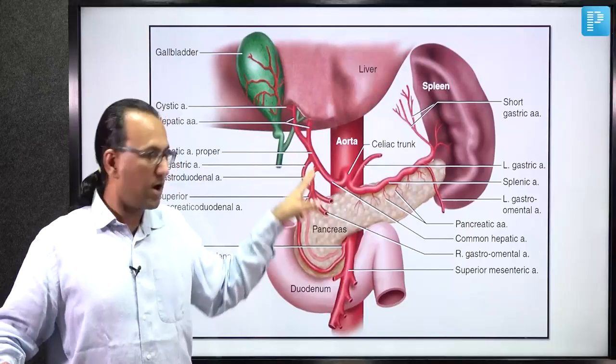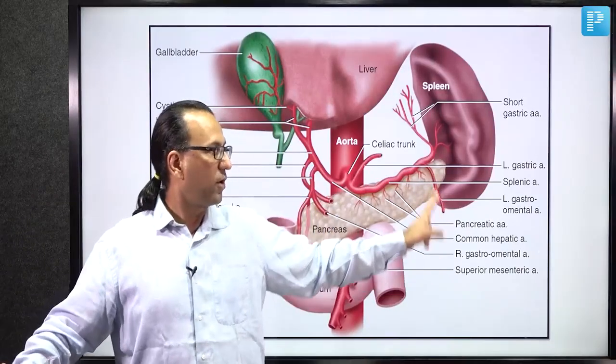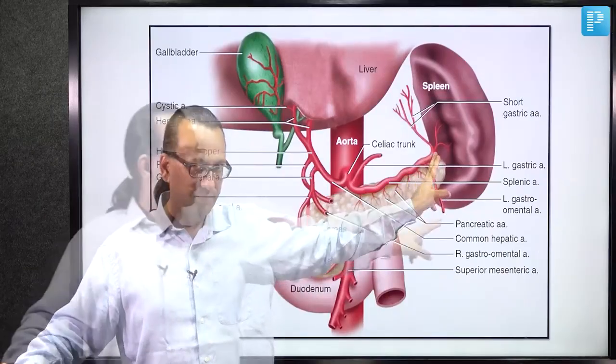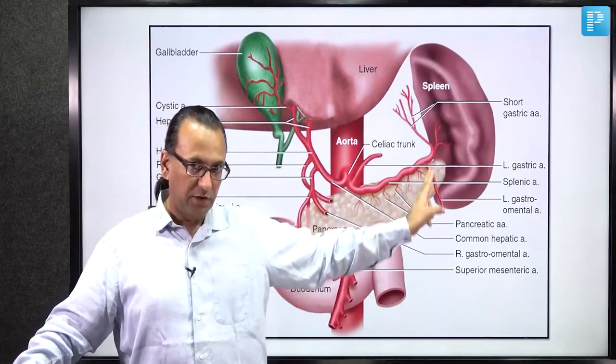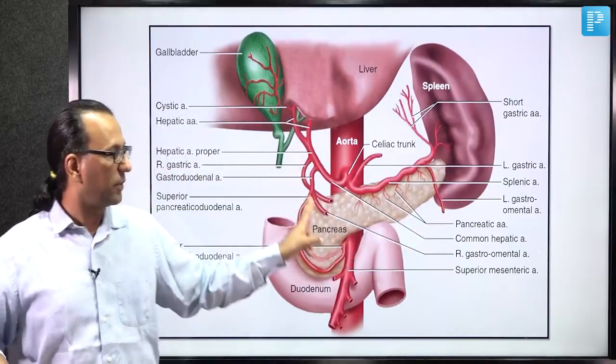Now this right gastroepiploic artery, branch of the gastroduodenal artery, will be anastomosing with the left gastroepiploic artery, a branch of the splenic artery which we will be discussing. They will be anastomosing on the greater curvature of the stomach, supplying the greater curvature of the stomach, the left gastroepiploic artery and the right gastroepiploic artery.